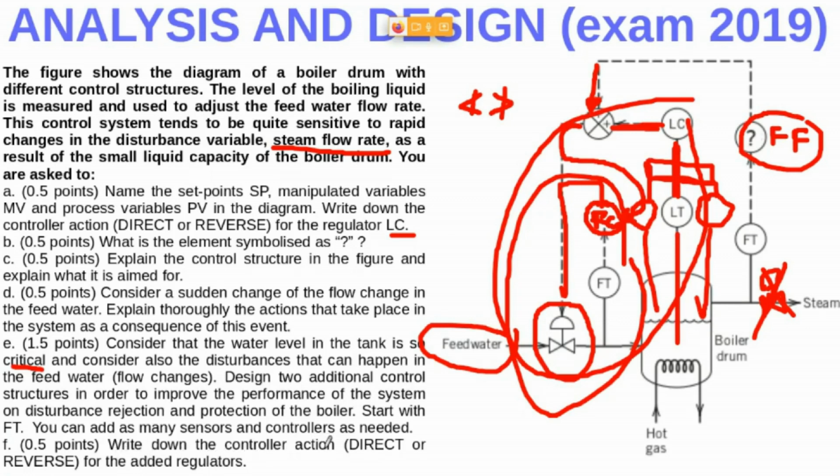Write down the controller action, direct or reverse, for the added regulators. This flow controller will be configured in reverse action, because if you increase the controller action, if you open the valve, the feed water will increase. So we have a positive relationship between the input and the output variables of this small process. So a reverse controller action will be used for this flow controller.